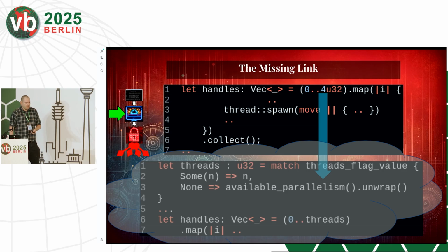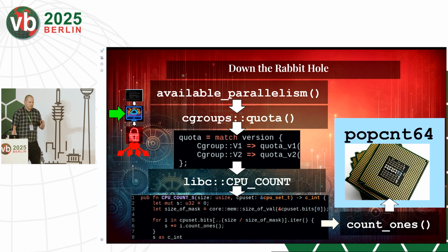Armed with this foothold, we went to the function available parallelism and began digging down the call stack.